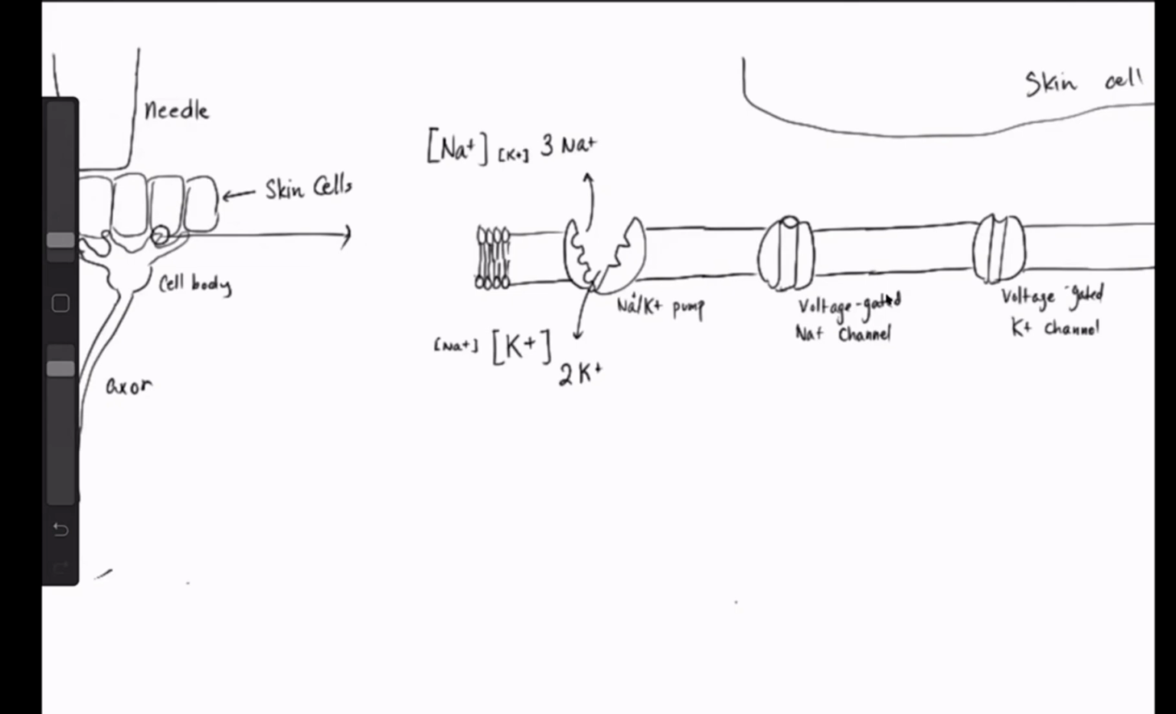But there is one more thing that's happening, and that is that because we're pumping out 3 positive ions, while only pumping in 2 positive ions, we have a slight negativity that we call the resting membrane potential on the inner side of the membrane. So the outside of the membrane becomes slightly positive, the inside of the membrane becomes slightly negative. We call that the RMP, the resting membrane potential.